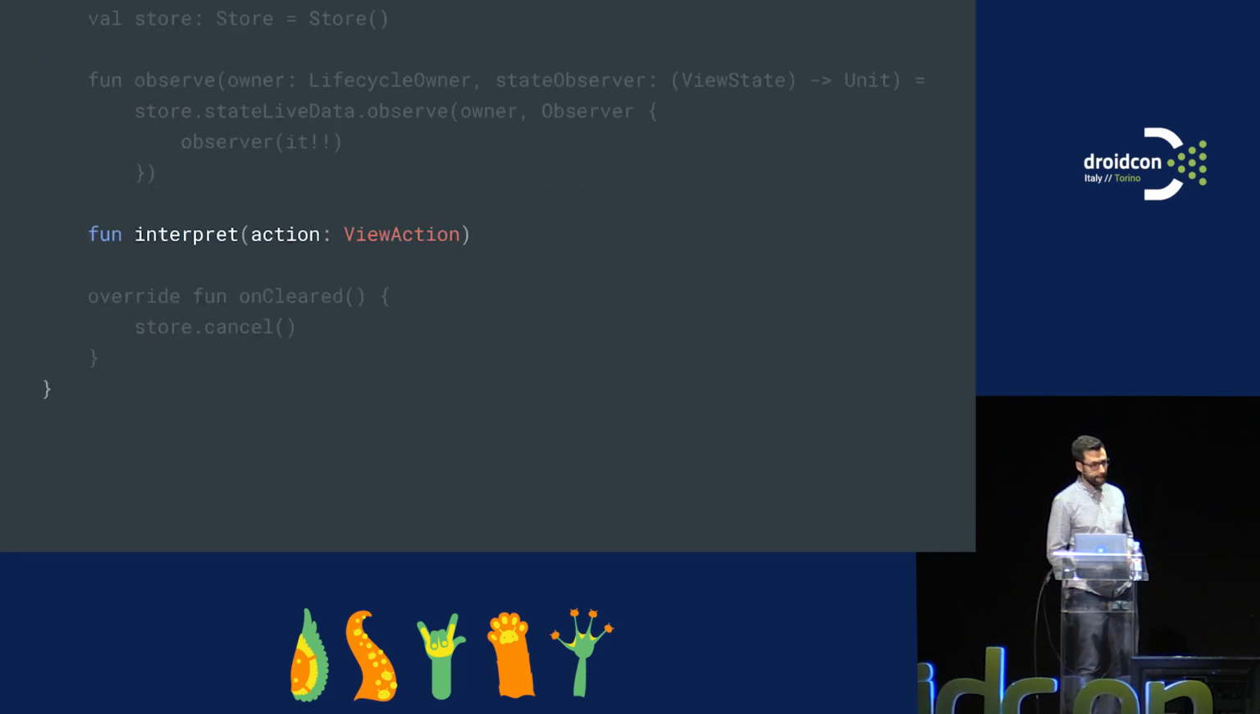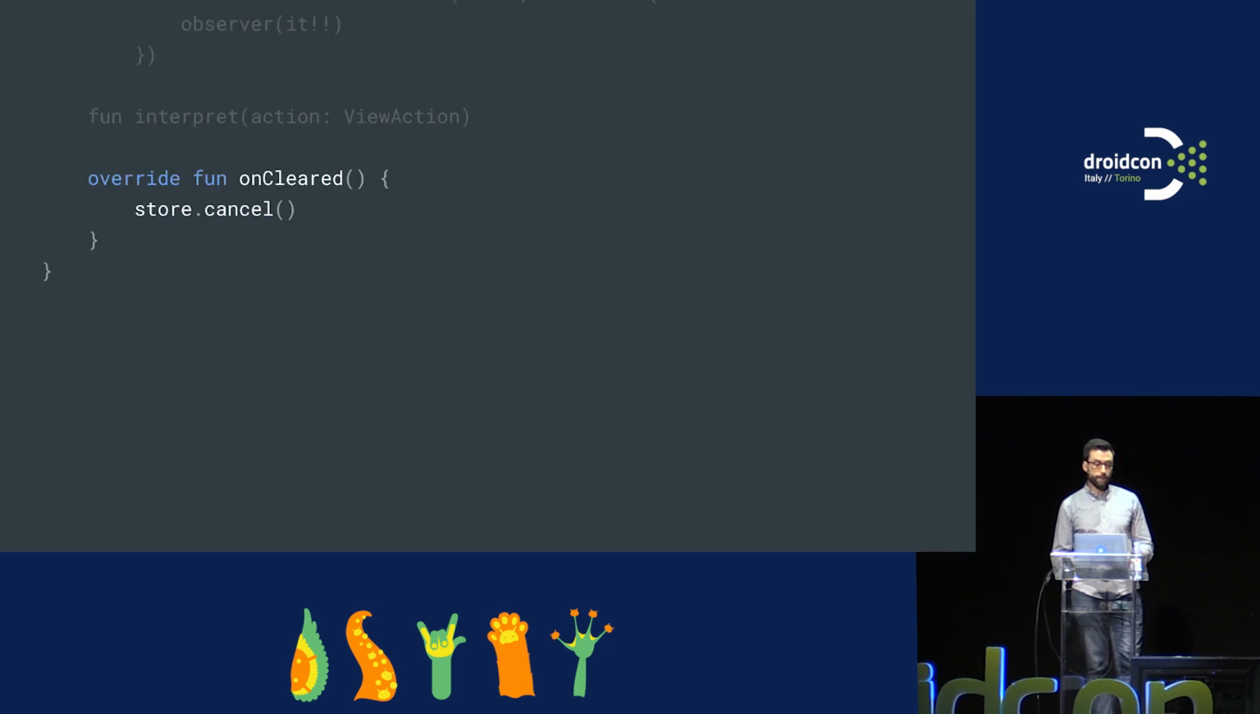Similarly, we get this interpret function because we want to make sure that everyone that extends that view model will have to implement the interpret function. We want to make it simple for everybody to have the same function called everywhere in those view models, so it's easy to then read the code in different view models. And the benefit that we have with the view model from architectural components is that we have this onCleared function that allows us to cancel the jobs that are going to run in the store. We'll go into a bit more detail later on what this cancel in the store means.